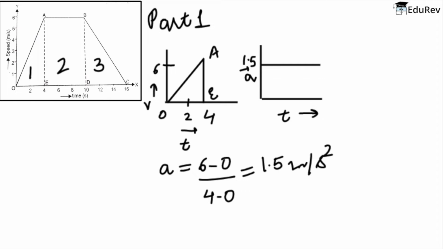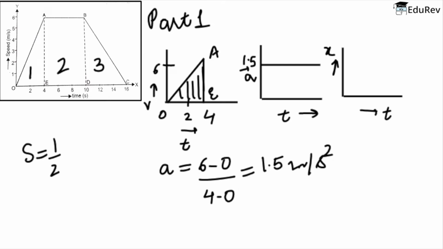Now let's try to solve for the XT graph. If you recall from the previous video, I told you how to find the distance traveled in a uniformly accelerated motion. Can you tell me how? From the VT graph, it can be easily calculated as the area under the graph. In this case, the area which gives the distance traveled will be half into the base of the triangle, that is 4, multiplied by the height of the triangle, that is 6. So the distance traveled would be 12 meters.